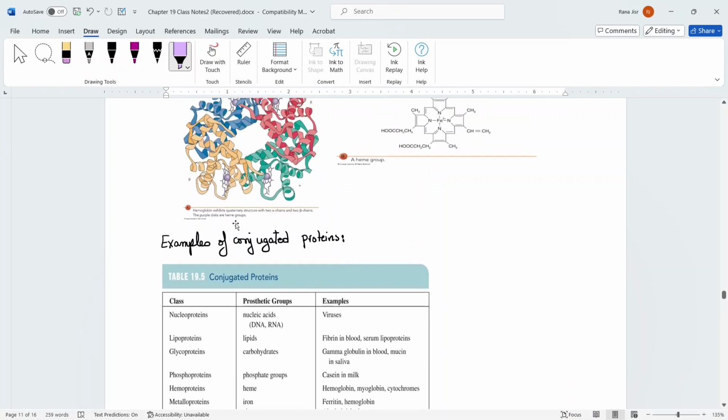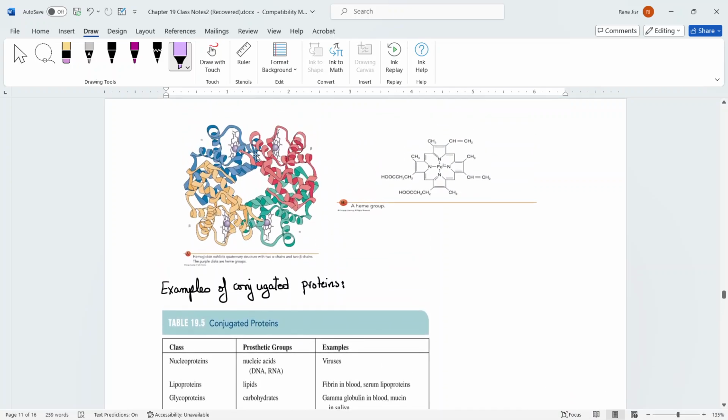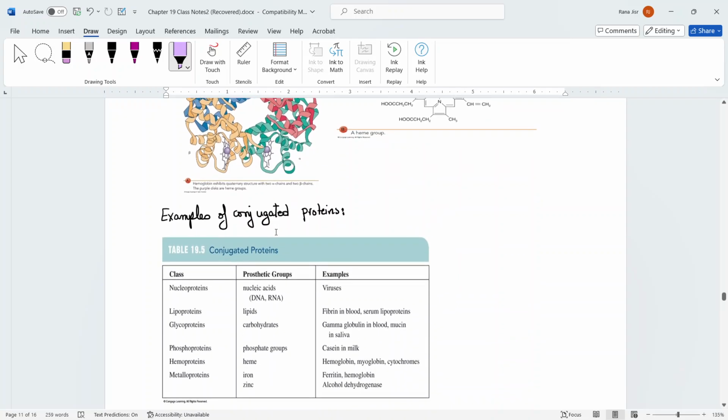Hemoproteins. This is an example of a hemoprotein, and the hemoprotein has a heme group inside. The heme group is not an amino acid, it's a regular organic group which is present in multiple places in the hemoprotein.